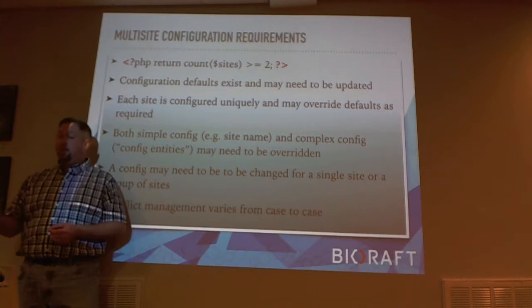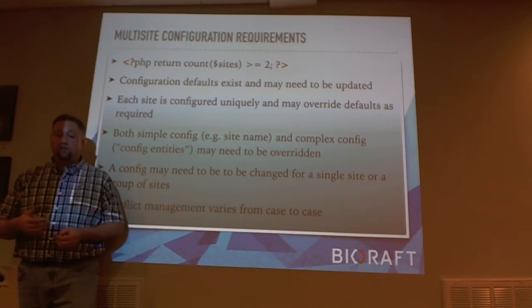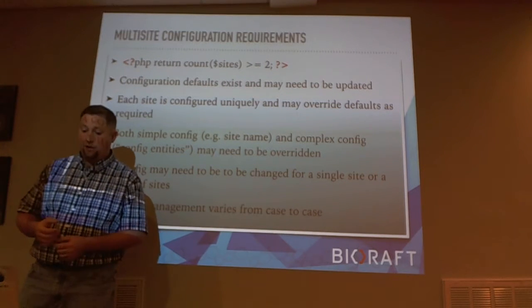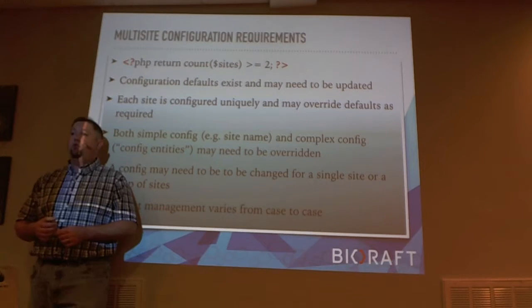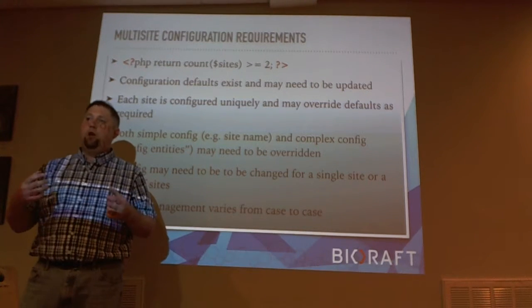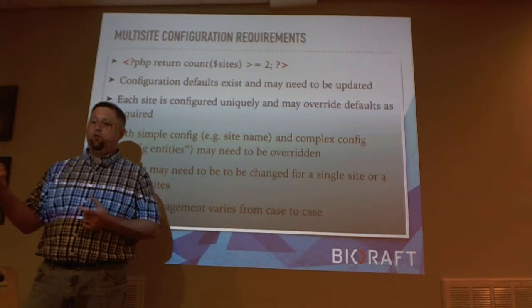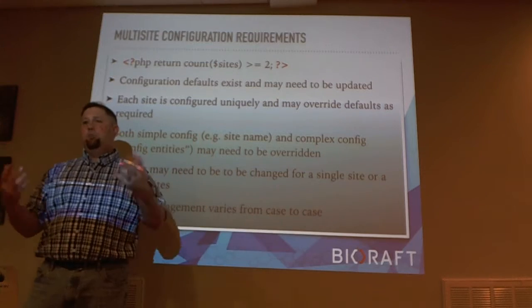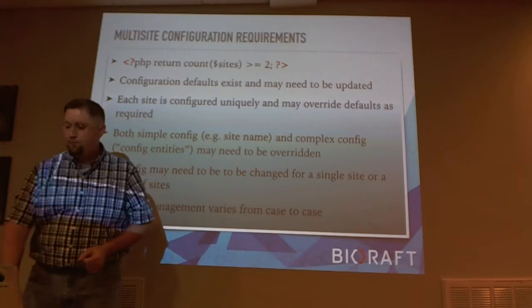Simple config, like the site name, and your complex config, all that stuff may need to be overridden, so you need a way to handle all that. And you need to be able to handle those conflicts. So again, this is where Git comes in, where you're able to export your configuration from your production site and compare it to a master configuration, merge the two, and then apply.